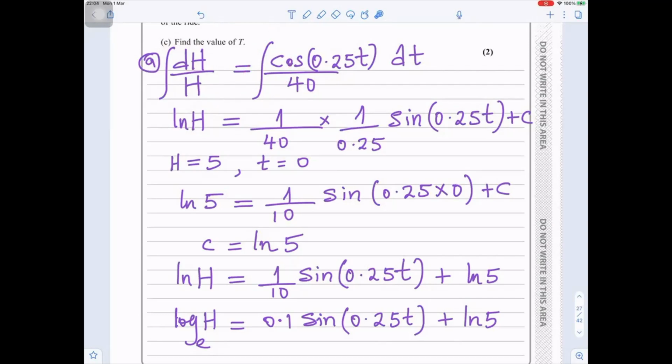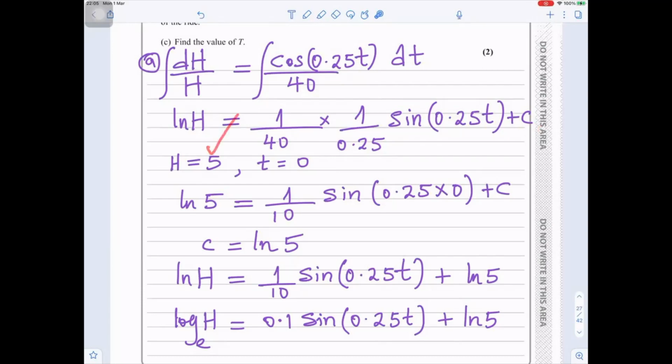When you integrate 1 over h, you get ln h. And you have 1 over 40, which you can take out of the integral sign. And then you differentiate cos 0.25t. Differentiate 0.25t, that gives you 0.25. So you divide by 0.25. And then the integral of cos is sine. So 1 over 0.25 sine 0.25t plus c. Don't forget the constant of integration.